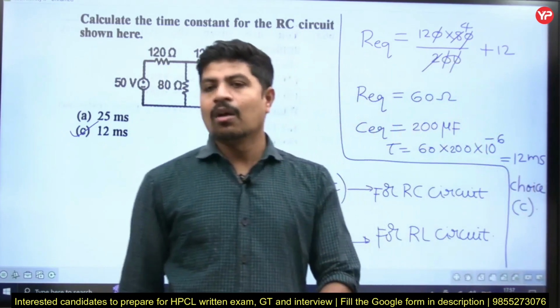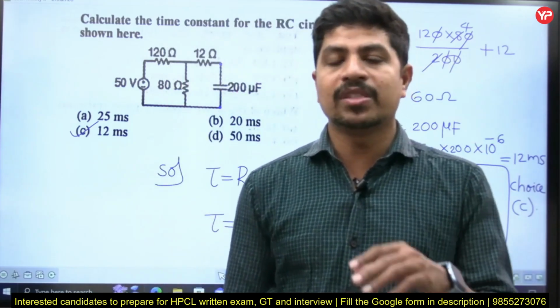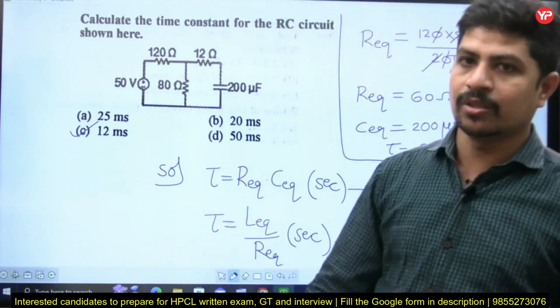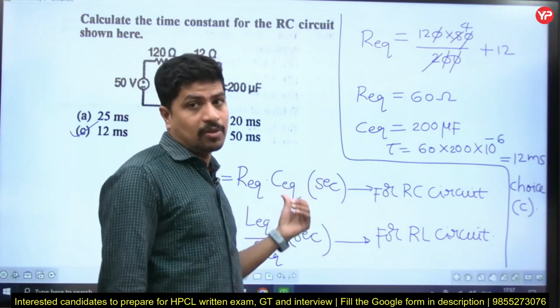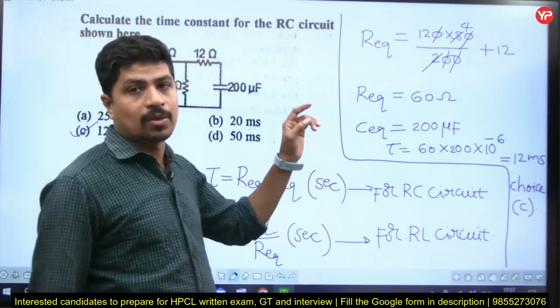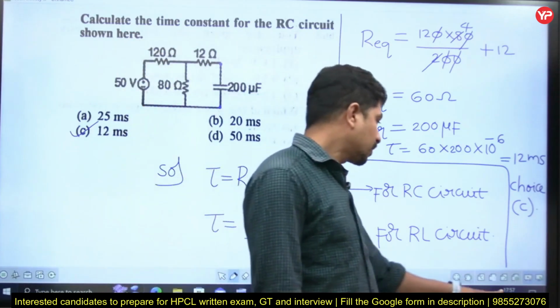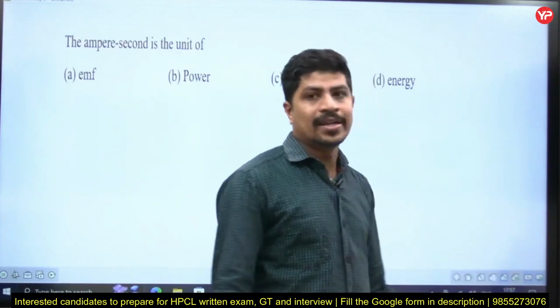So this way, most of the questions asked in the HPCL examination are very simple. Whatever be the combination, for an RC circuit the time constant formula is RC, and for an RL circuit the time constant formula is L by R. Okay, let's go to the next question.